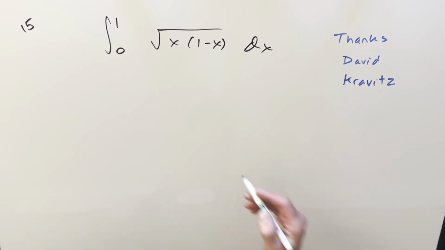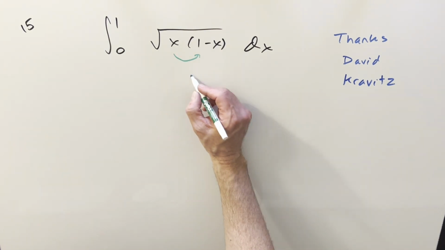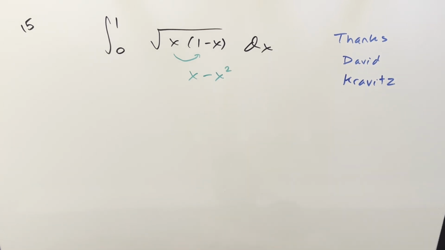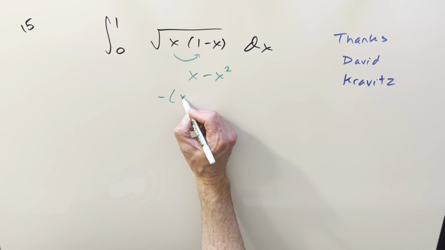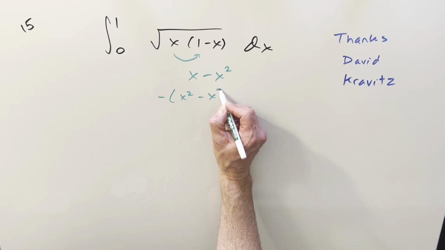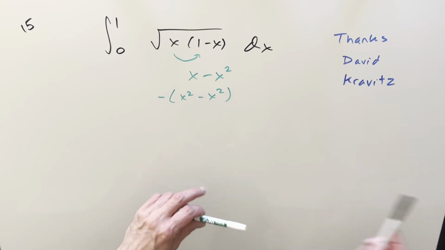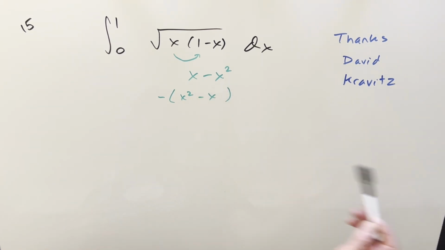So to get started, let's just multiply in the x. It's going to become x minus x squared. And then I'll complete the square on it. First, let's factor a minus out. I kind of like to have it this way. So we'll have it as x squared minus x. That's really x squared minus x right there.